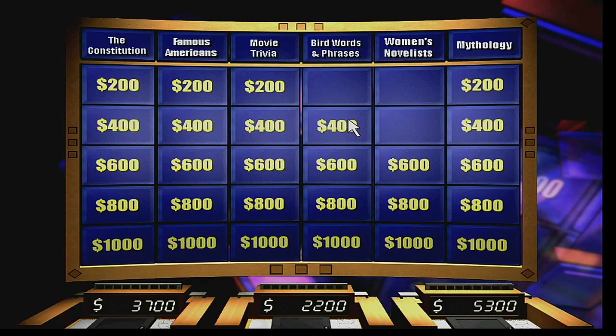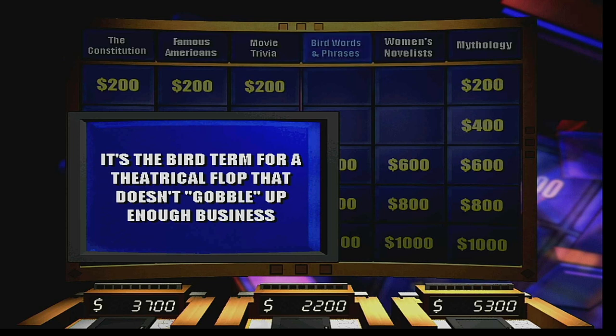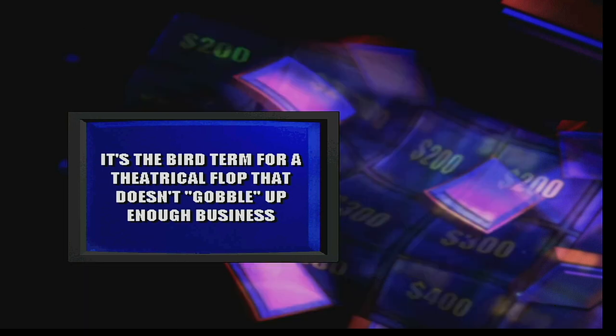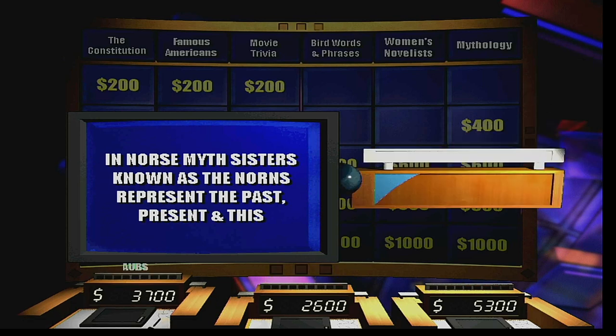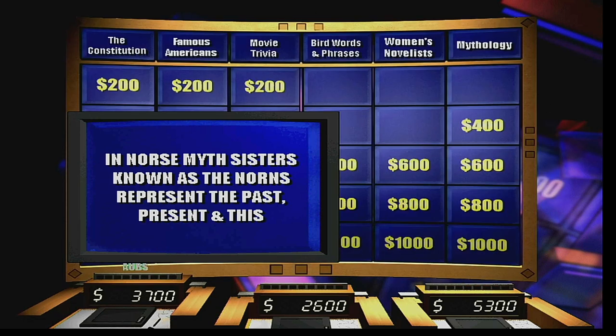Okay, contestant 1. It's the bird term for a theatrical flop that doesn't gobble up enough business. Player 2: What is a turkey? Correct. In Norse myth, sisters known as the Norns represent the past, present, and this. Player 1: Future. Yes. Mythology for 400.